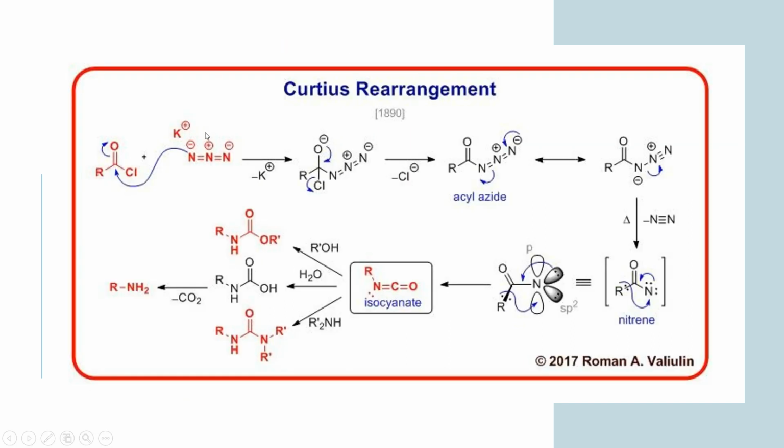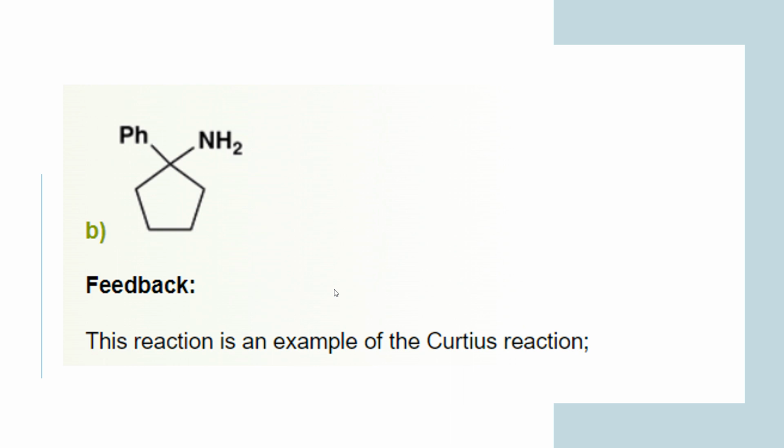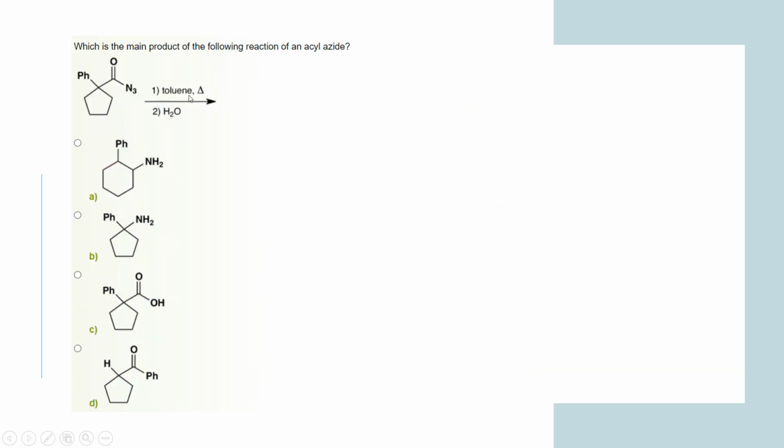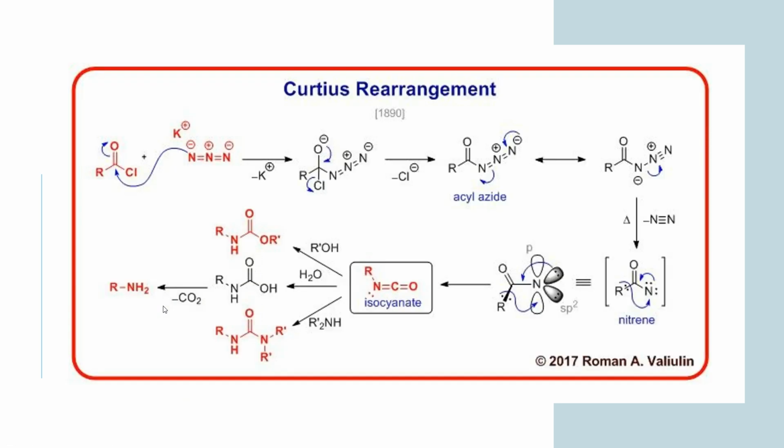Since in the reaction condition you are given water, keep in mind that this isocyanate will react with water here. By following the same mechanism which has already been discussed, you can choose that this amine will be formed in the given reaction. Option B will be the correct answer, but you can practice the mechanism which we have already discussed in today's session.